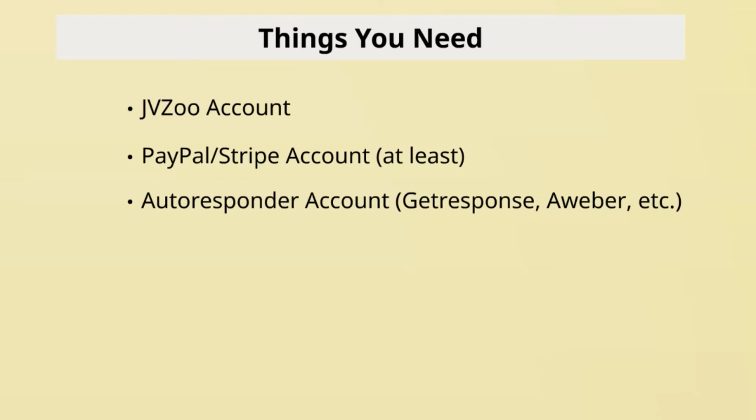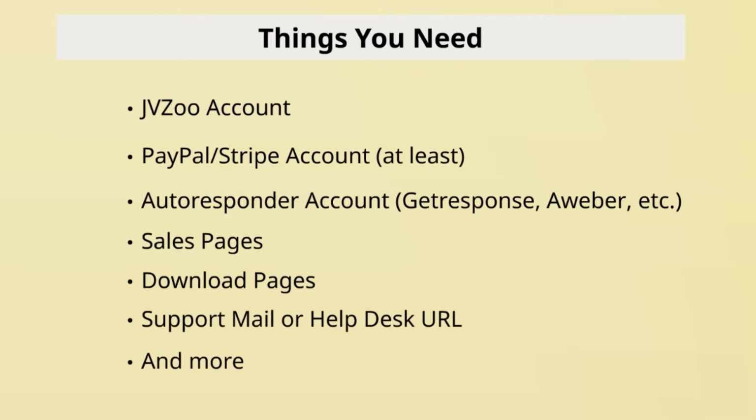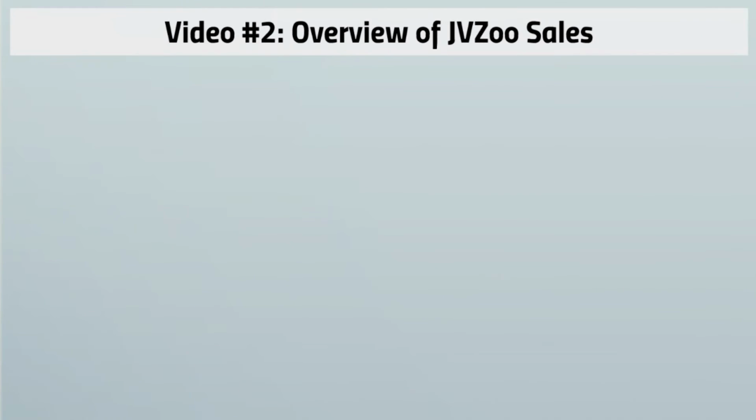And then of course you want an autoresponder account such as GetResponse or Aweber. You want to have your sales pages, your download pages for your front-end offers, your one-time offers, and all of that. You want to have a support mail or help desk URL, and we'll talk more about the other things that you need. So with that said, let's move on to video number 2.